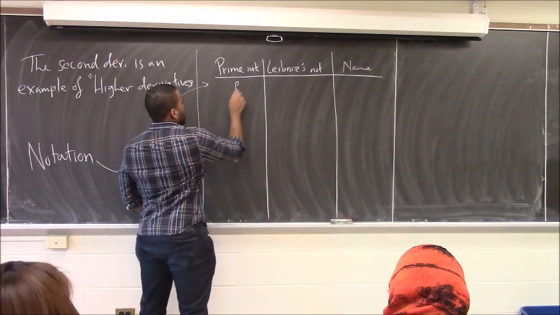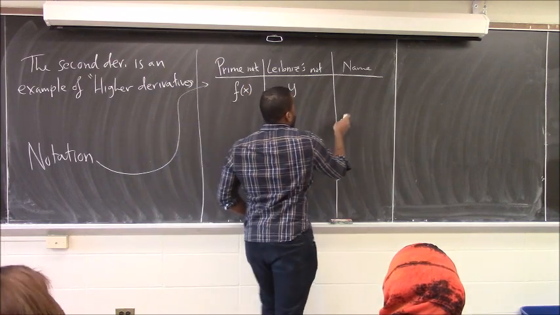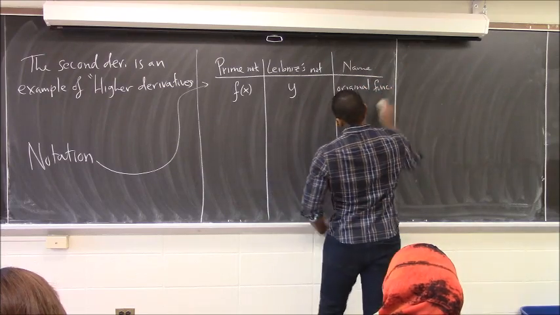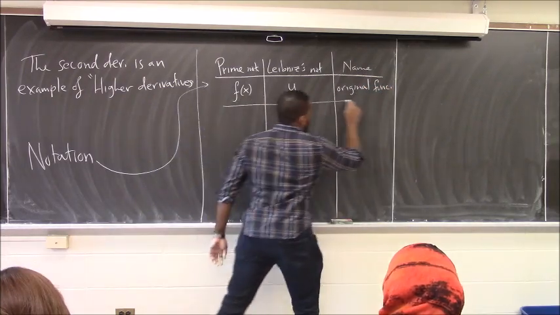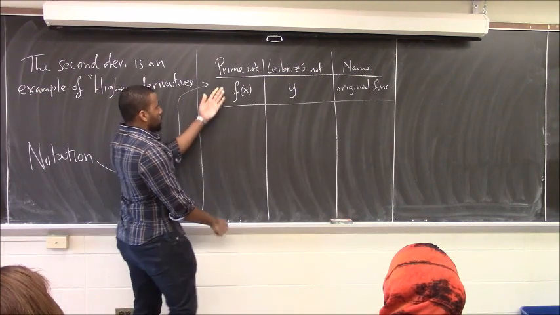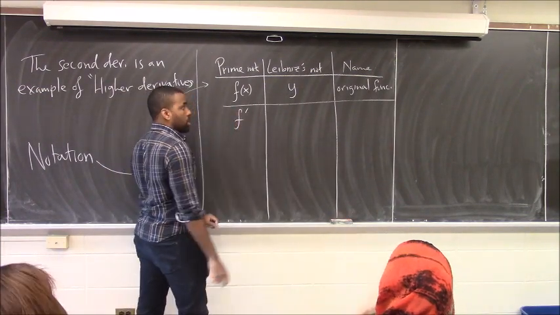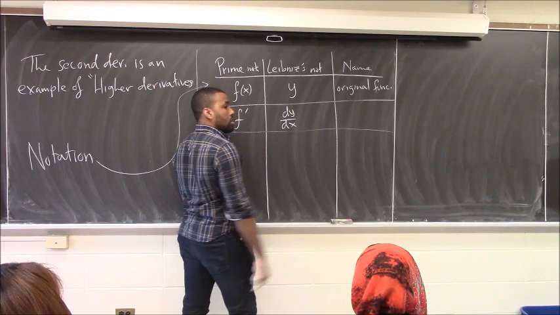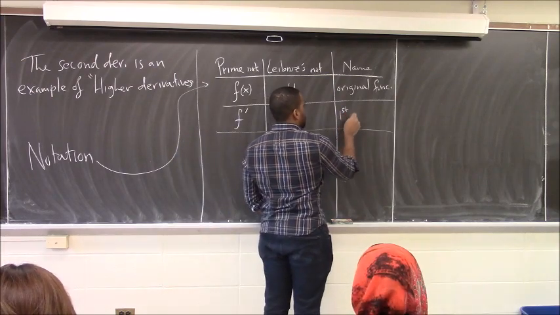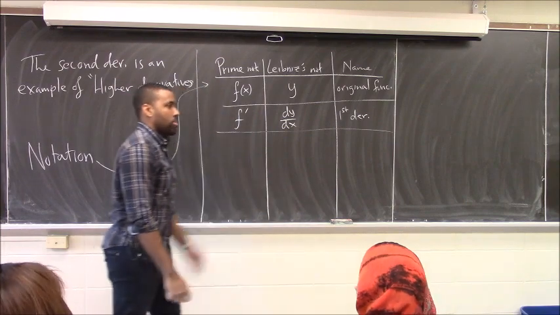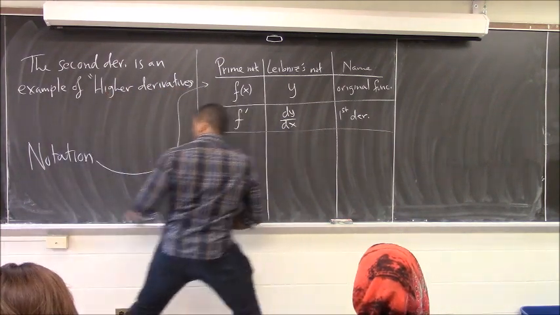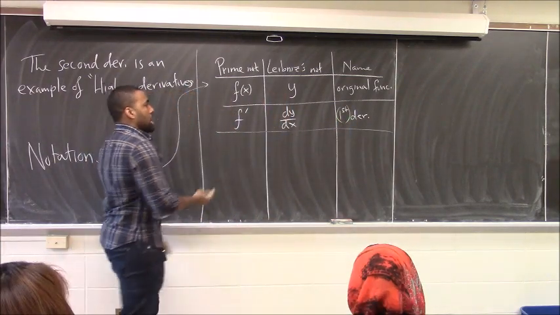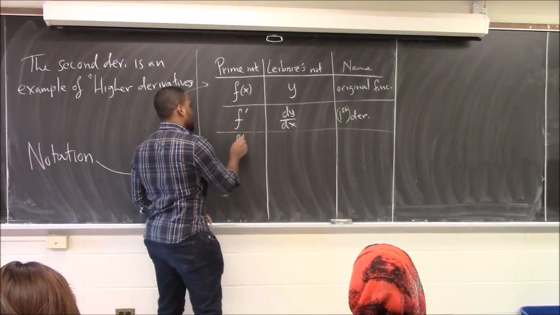Okay. So here, let's assume we have f of x. Here we call it y. Here we call it the original function. There are times when you can find the derivative of the original function. With the prime notation, you would call this f prime. With the Leibniz notation, you would call this dy dx. And this would be what we now call the first derivative. Before we just called it the derivative, but you can emphasize that it is just the first derivative.